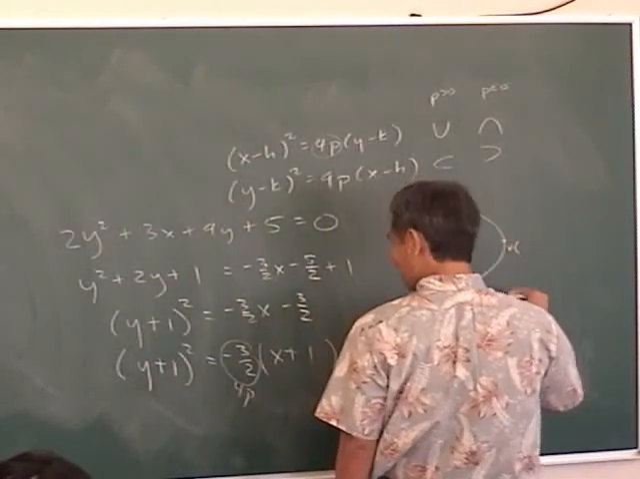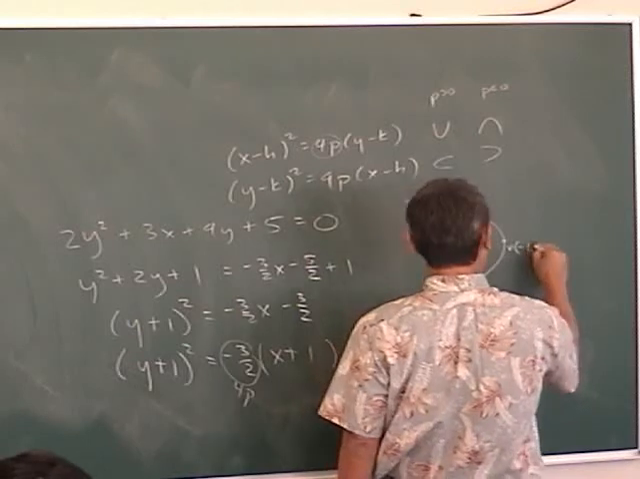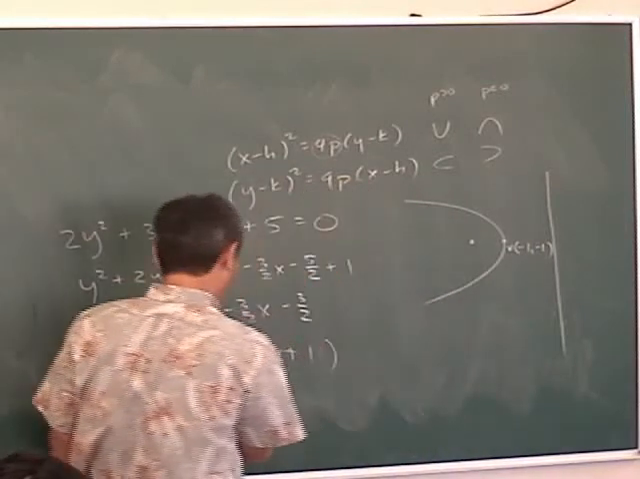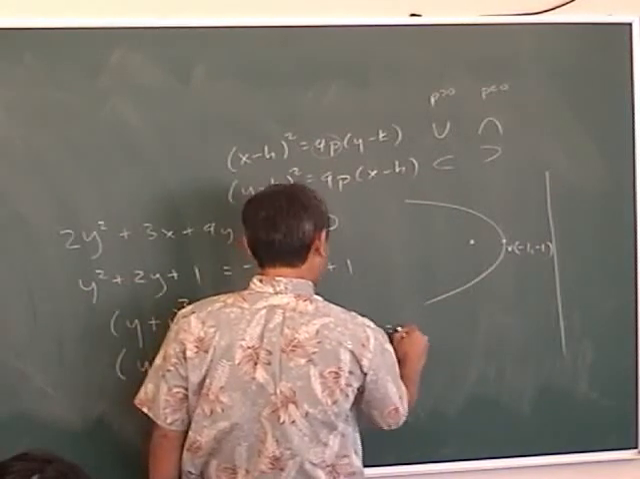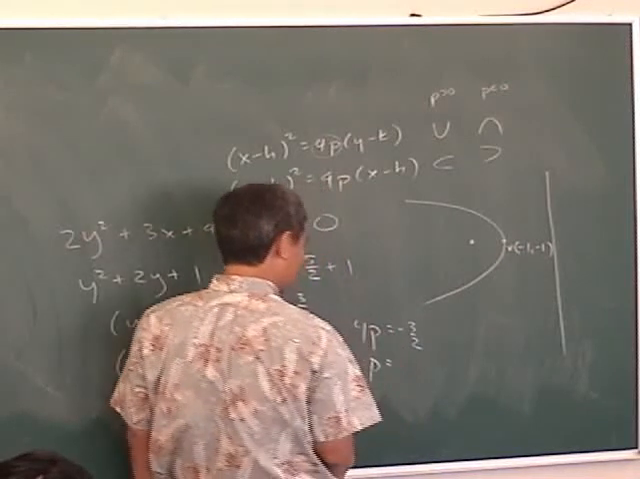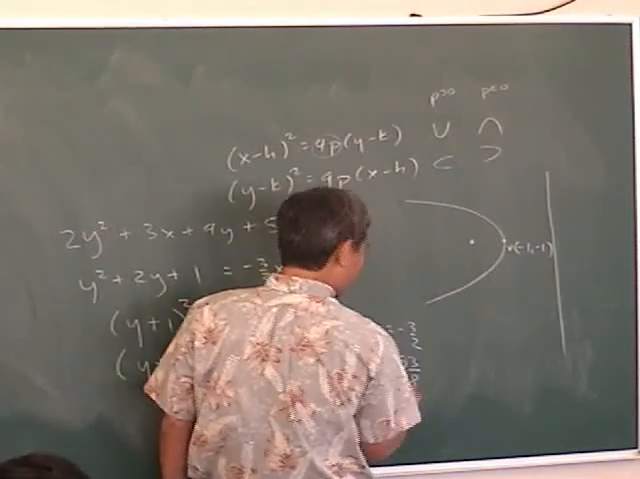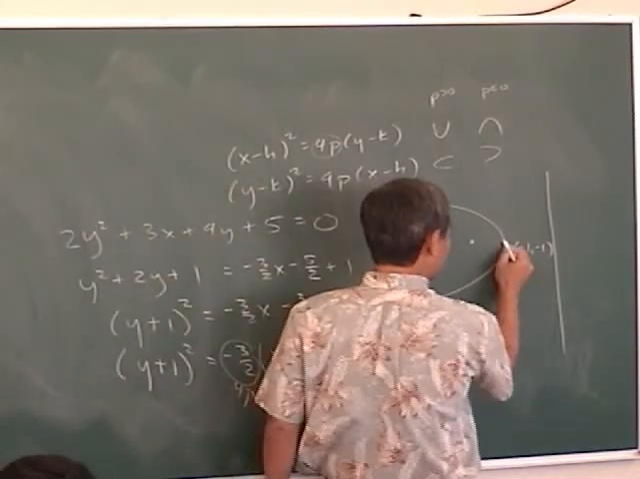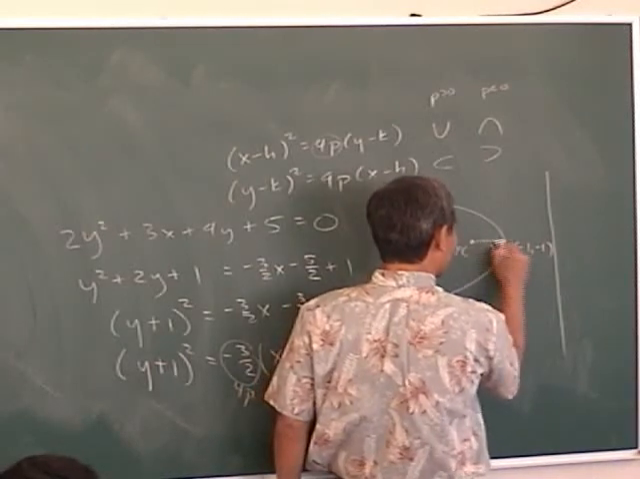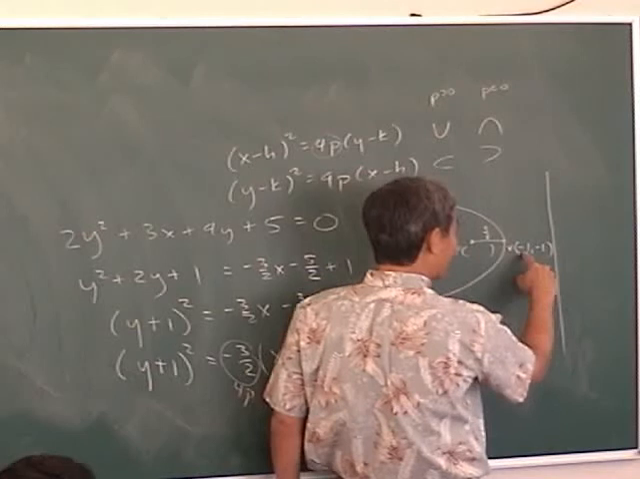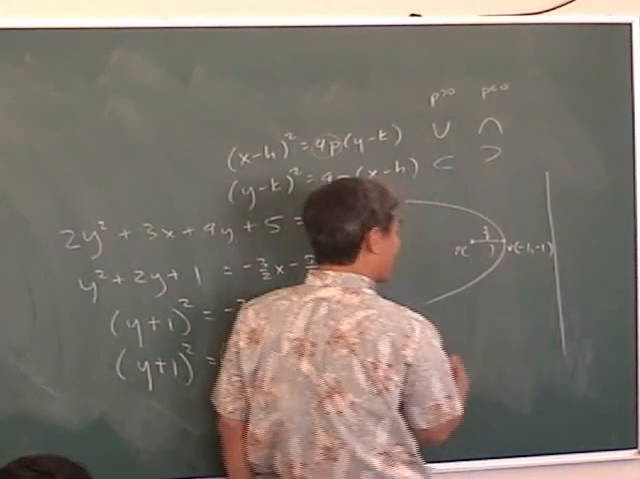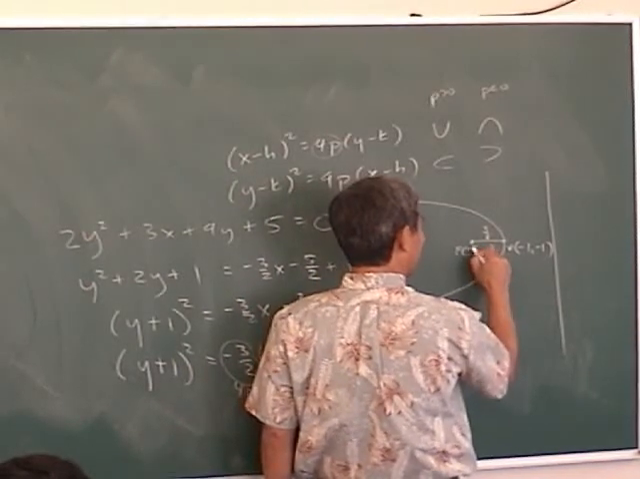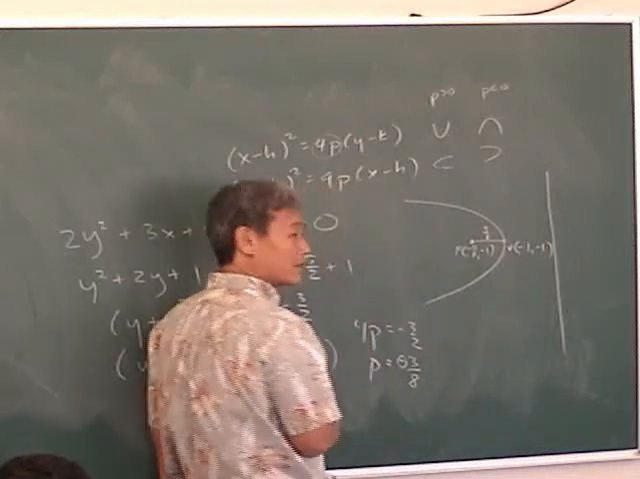We know the vertex is what? (-1, -1). Here's the focus. Here's the directrix. So if 4p is equal to -3/2, what is p equal to? -3/8. Now, the negative sign is just telling you it's opening to the left. So the actual distance is 3/8, right? So the distance between the vertex and the focus is 3/8. So if you're at (-1, -1), and you go 3/8 to the left, where are you going to be? (-11/8, -1). That's the coordinates of the focus.